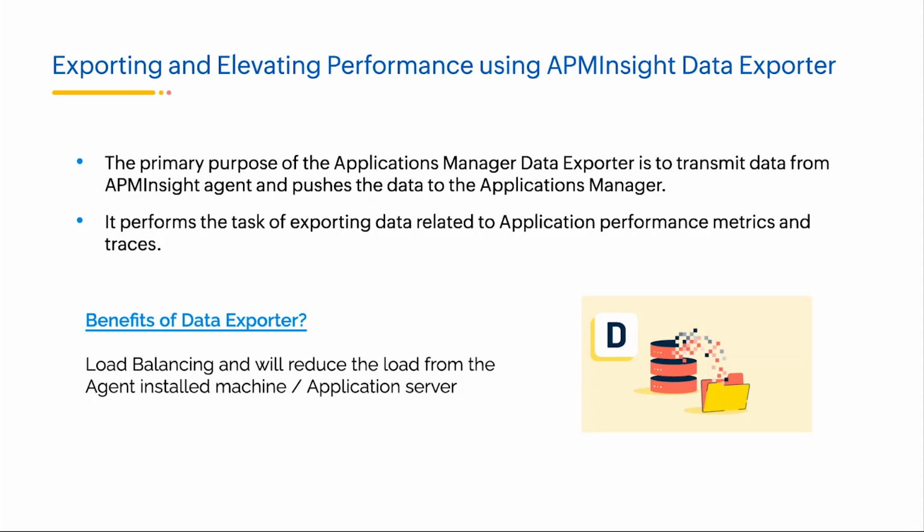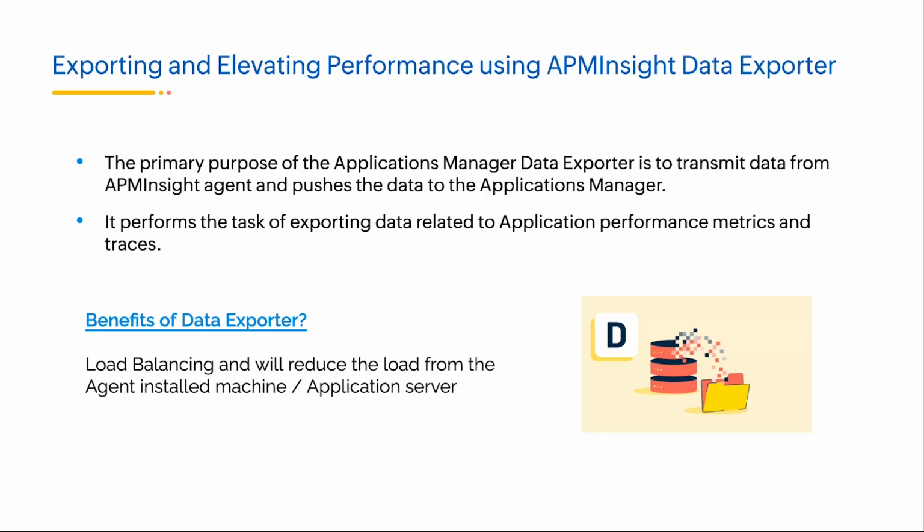into application performance. The data exporter runs as a separate and independent process, which means it functions autonomously from the other components or services within Applications Manager. This separation ensures that the data collection and transmission process is efficient and doesn't interfere with the other core monitoring functionalities. Its primary role is to handle and transmit application performance data, which is both metrics and traces, to the Applications Manager server.